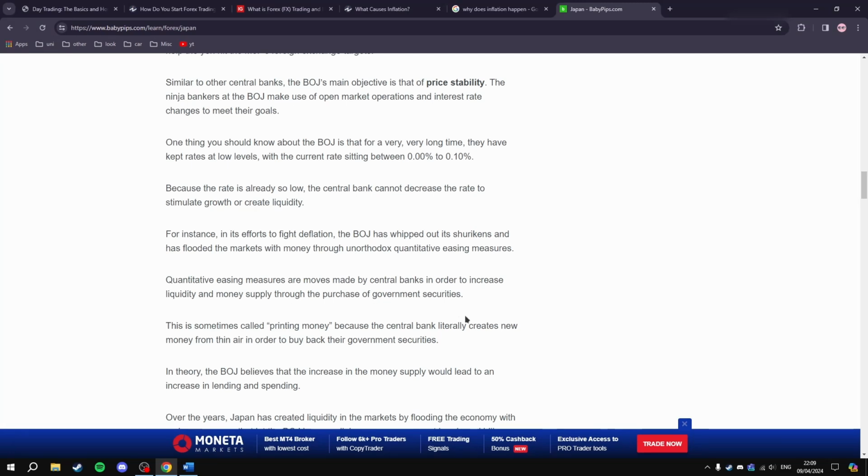The ninja bankers at the Bank of Japan make use of open market operations and interest rate changes to meet their goals.